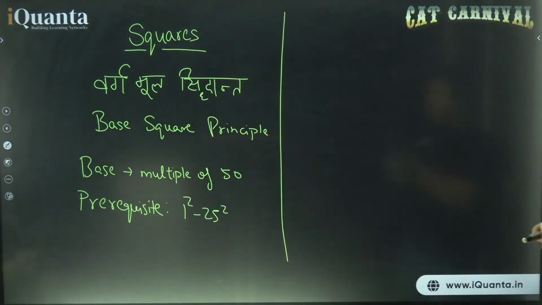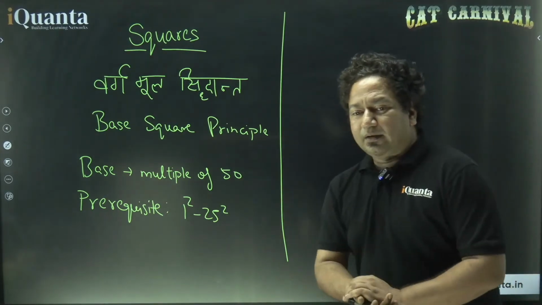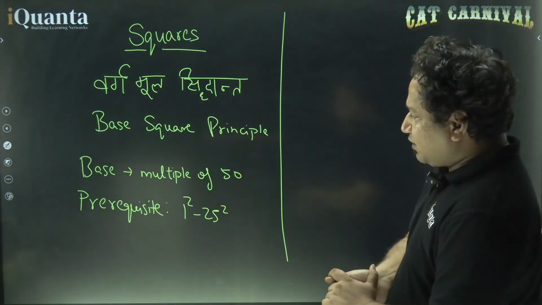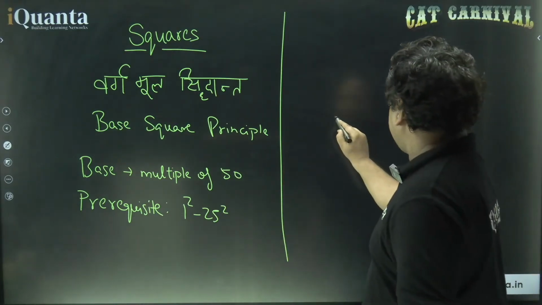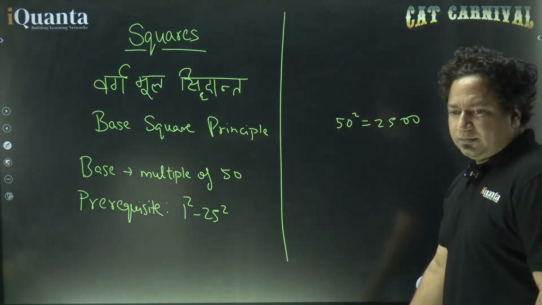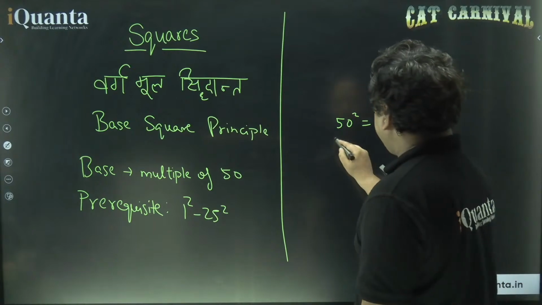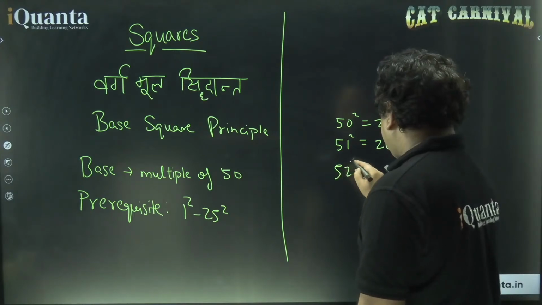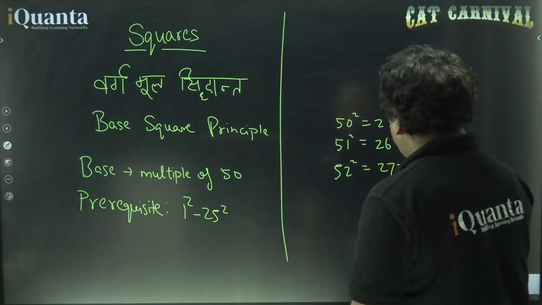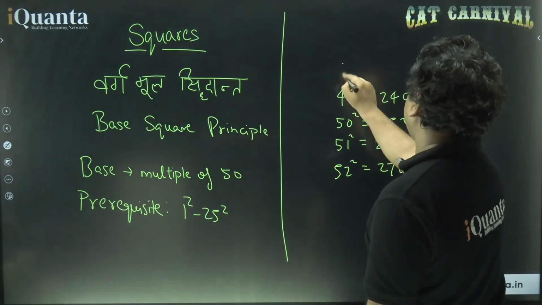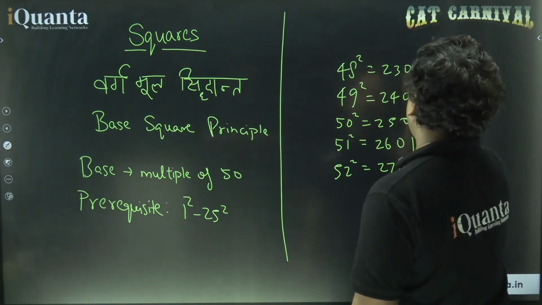So before telling the technique, I would show you how this technique was derived, right? And what is the pattern that we should be looking at. Base, as I told you, it's multiple of 50. Okay, let me write 50 square over here. I'll get 2500. Okay, so far so good. If I want to calculate 51 square, I'll just show you. This will be 2601. I'll just show you a few numbers and probably you will get the idea on your own. 52 square is 2704. 49 square is 2401. 48 square is 2304.